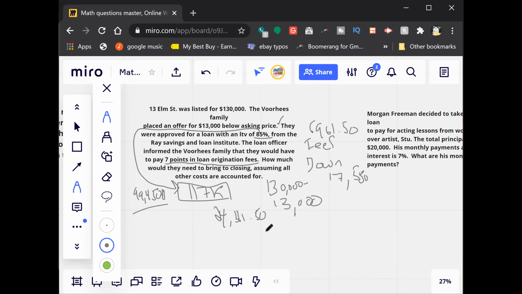Then you have to find out the down payment. That is the sale price minus the loan amount. And that would give you $17,550. Then you add those two together because remember I told you that what they would have to bring to closing is going to consist of the origination fees, which are the points, and the down payment. You have to add them together, and that's how we would get $24,561.50. Does that make sense, guys that are with me? Give me a thumbs up.